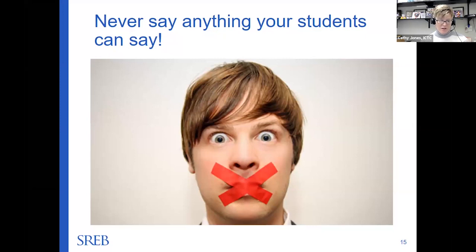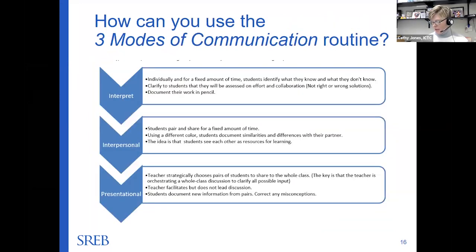So I'm going to share a few strategies where you can try to get your students to promote their talking in class and reduce your teacher talk. So you never want to say anything that you can try to make your students say. One way is using the 3 modes of communication.